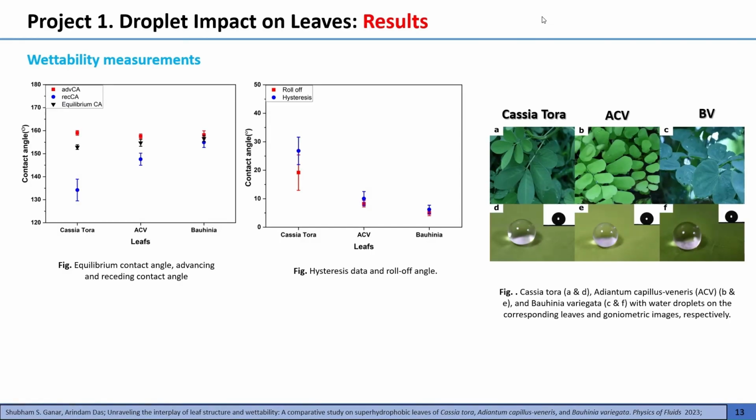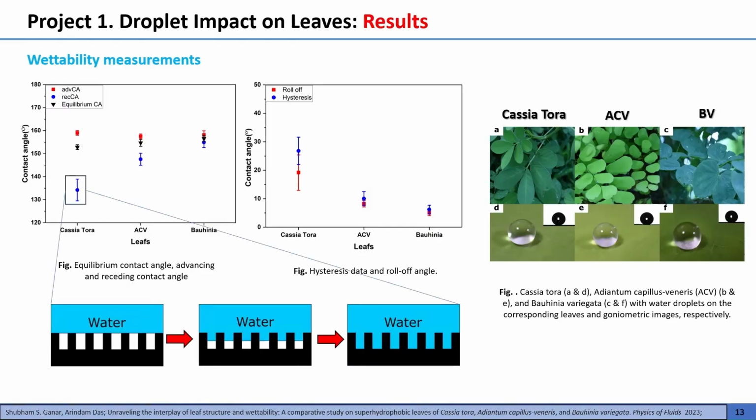But in the next plot, the contact angle hysteresis and the roll-off angle of the Cassiodora are very high when compared to the two other samples. The reason behind this high contact angle hysteresis and roll-off angle is a collapse of the air pocket beneath the water layer, which eventually turns the Cassie-Baxter state into the Wenzel state.